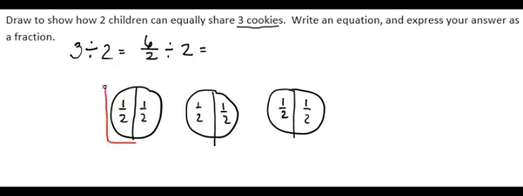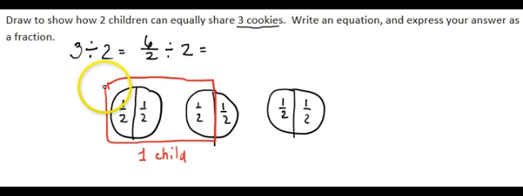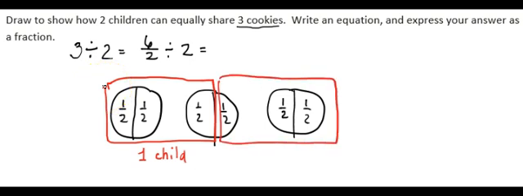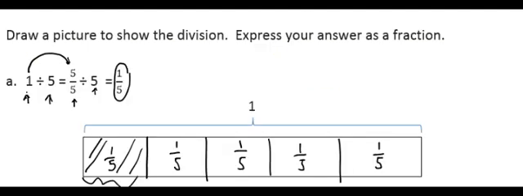Well, here is one group. That would be what one child gets. And then here's my second group, and that would be the second child. And again, the answer to the question is one group. So one child, or each child, would get 3 halves of a cookie, which is the same thing as 1 1/2 cookies.